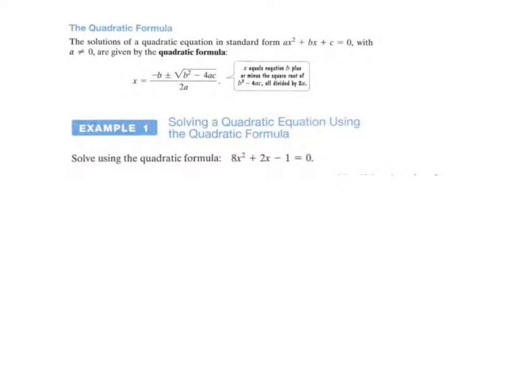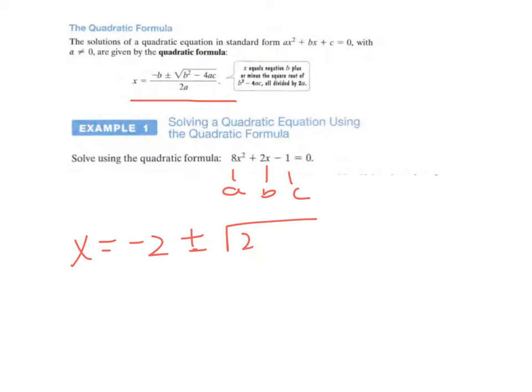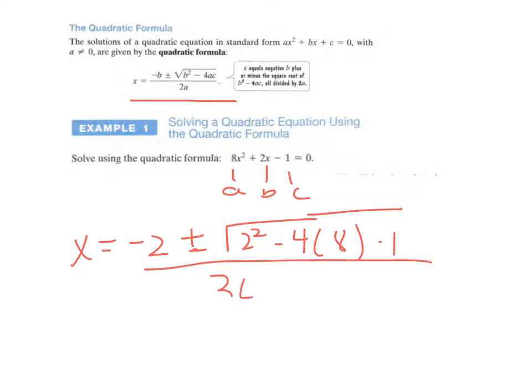To do these problems, we're going to use the quadratic formula, which is given to you right up here. So we just need to fill in and understand that the first number is A, the second number is B, and the third number is C. So if we fill in our quadratic formula, x equals the opposite of B, so it happens to be a 2, so it's a negative 2, plus or minus the square root of B squared, so it's 2 squared, minus 4 times A, which happens to be 8, and C, which happens to be a negative 1, all over 2 times A, which happens to be 8.